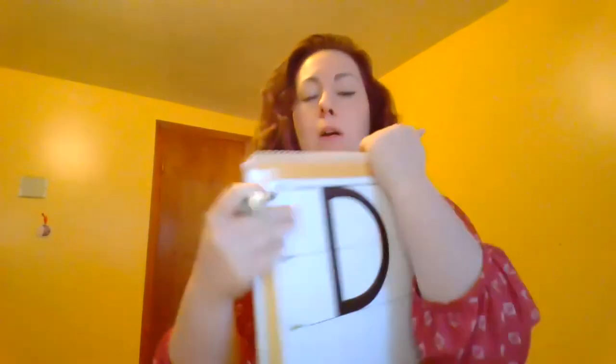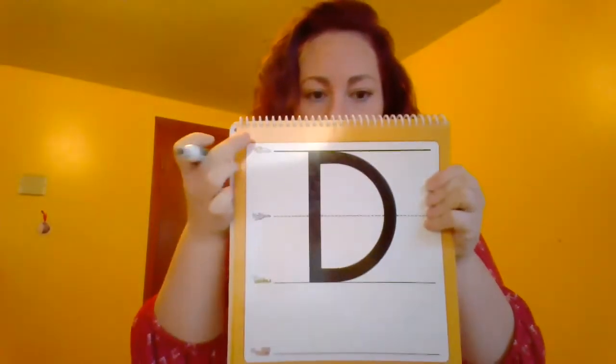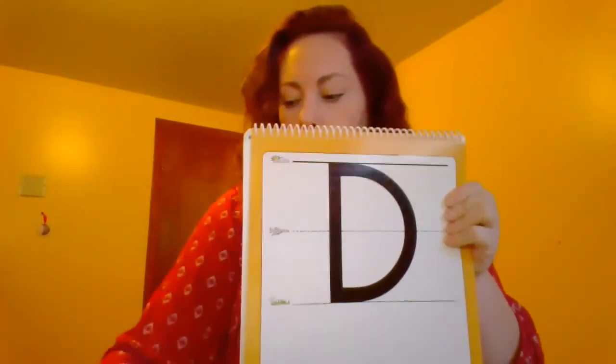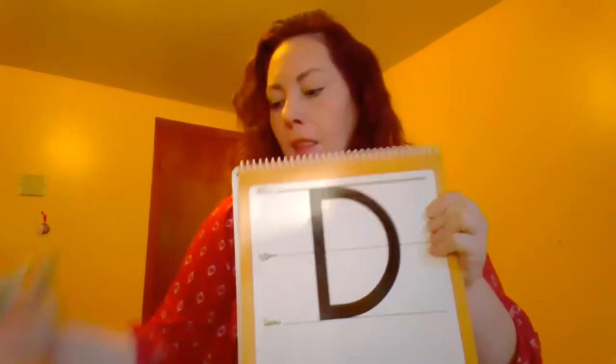For our uppercase D, he's a little bit easier. We're going to start at the skyline, because our uppercase letters always start at the skyline. So we're going to start at the skyline. I'll put my marker down. Start at the skyline, go down to the grass line, pick your pencil back up, start back at the skyline, and make a big curve down to the grass line. Much easier.